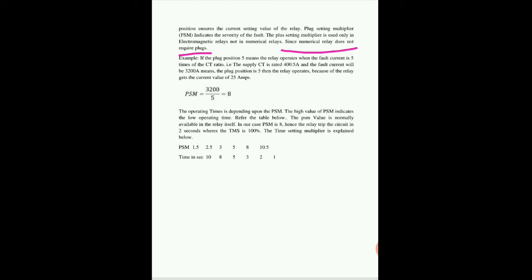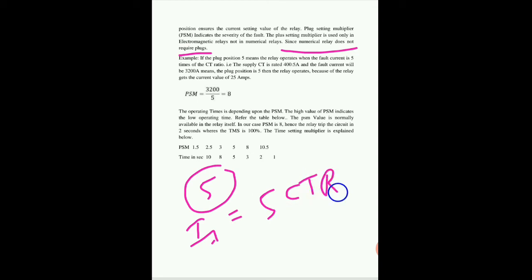So for example, if the plug position 5 means the relay, when the fault current is 5 times, if the plug position is at 5 position, this indicates that the fault current is 5 times the CT ratio. If the plug position is at 4, it indicates the fault current is 4 times the CT ratio.